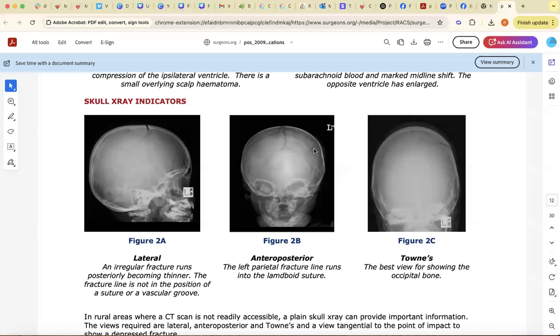Okay, so if X-ray is possible, then yes, we can do it as an alternative to CT. But X-ray has its limitation. It can't find any bleeding inside the brain. All it can give us is an idea of where the fracture or injury might have happened. Okay?